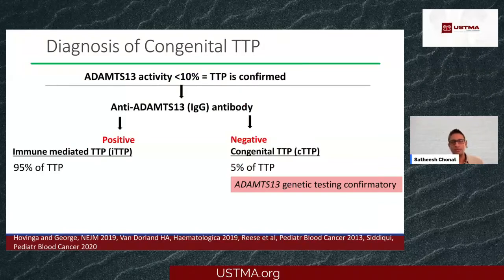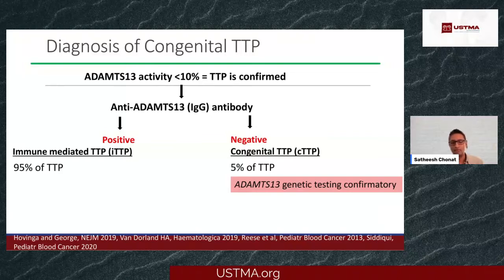The diagnosis of TTP in general is definite when the ADAMTS13 activity that we measure using a laboratory test is less than 10% of normal. So we say TTP is confirmed. And then we go to the next step to understand what could be causing this. Is it congenital TTP, or is it an immune-mediated TTP?